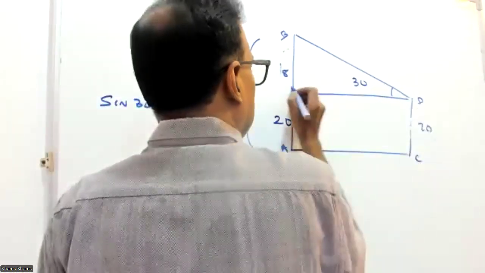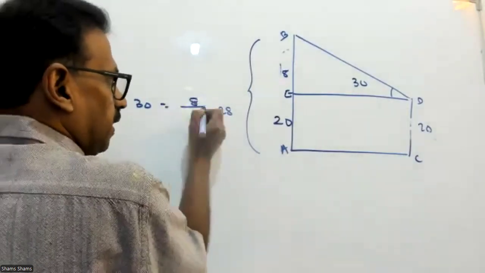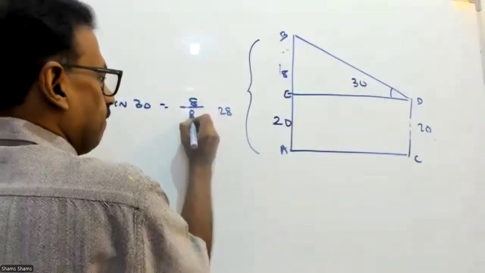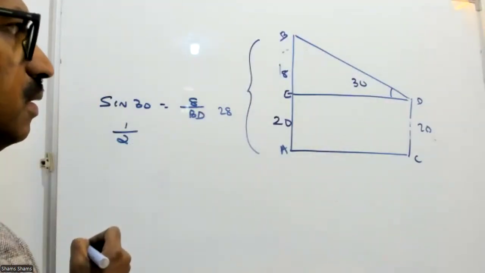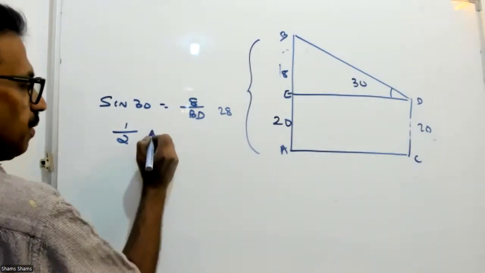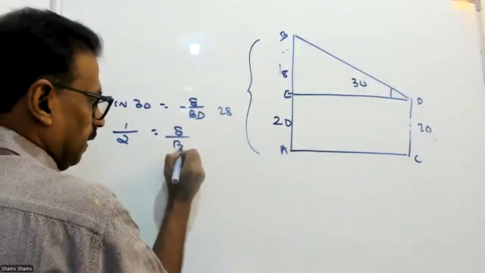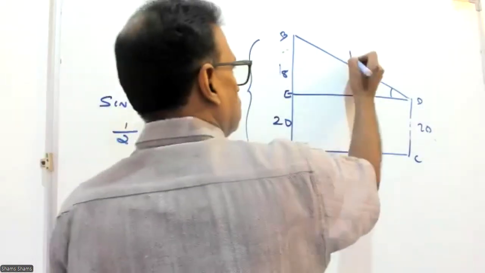A, B, C, D, E. Sine 30 equal to 8 divided by BD. Sine 30 is 1 by 2, so 1 by 2 equal to 8 by BD. So BD equal to 16. This is 16.